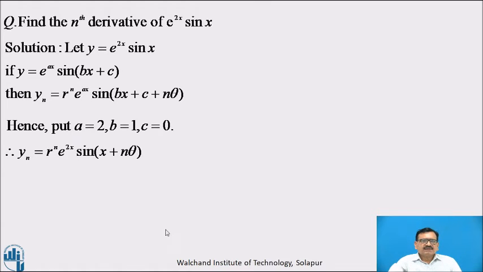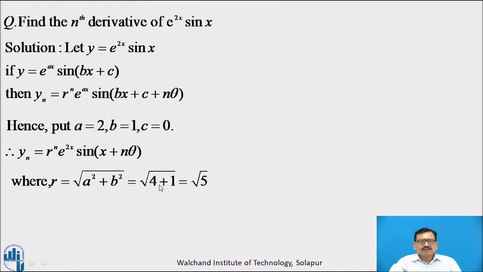Now therefore, what is its nth derivative? y_n equals r to the power n e to the power 2x sin of (x plus n theta), where r is equal to square root of a square plus b square. Here a is 2 and b is 1, that is square root of 2 square plus 1 square. We get square root of 4 plus 1, which is equal to square root of 5. And theta equals tan inverse of b by a, that is, substituting the values of b and a, we get tan inverse of 1 by 2.